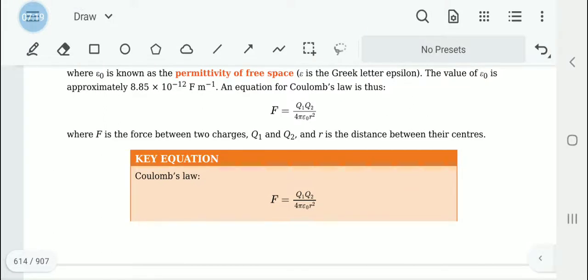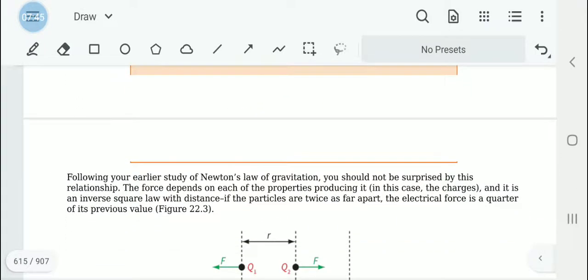So we have the equation for Coulomb's law. F is going to be the force, q1 and q2 are the charges. 4 pi epsilon O, we have the value for that, 8.85 into 10 to the power minus 12 Fm minus 1. Then r squared is the square of the separation. So this is the equation for Coulomb's law.